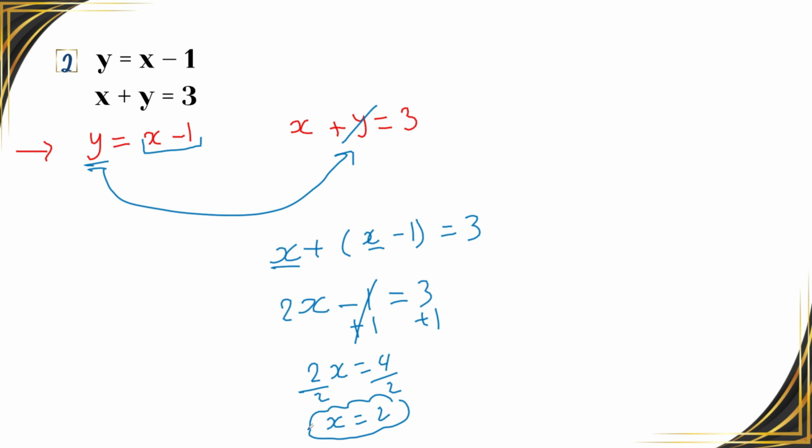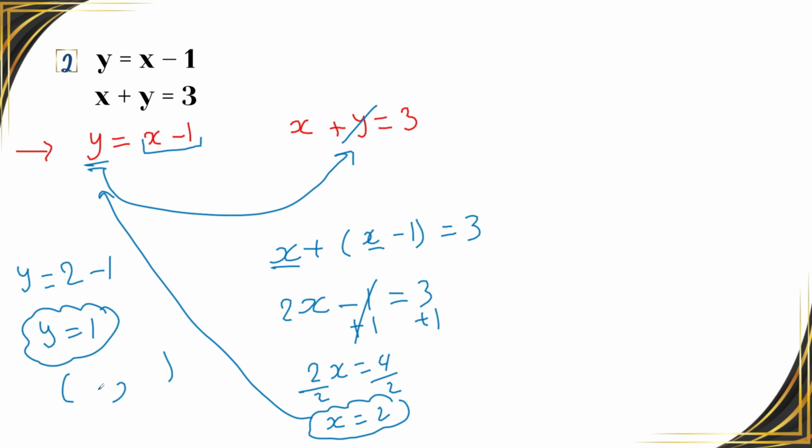What about y? We substitute here to find y. y equals x minus 1. We replace this x with 2. Then we write 2 minus 1. Then y here is equal to 1. Then the solution is x is 2 and y is 1.